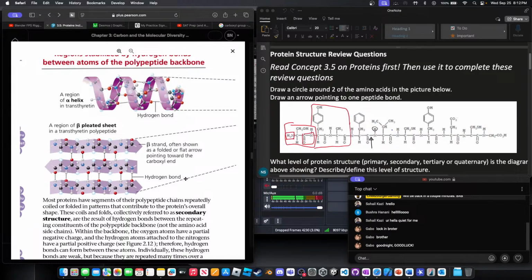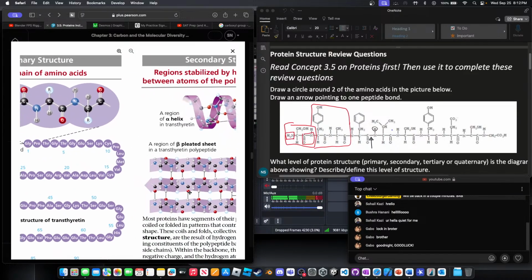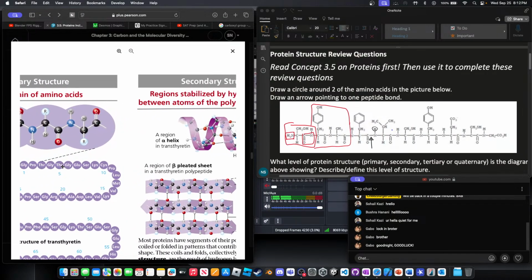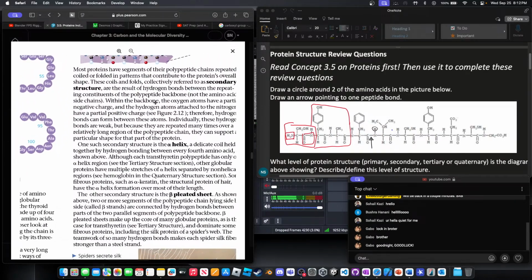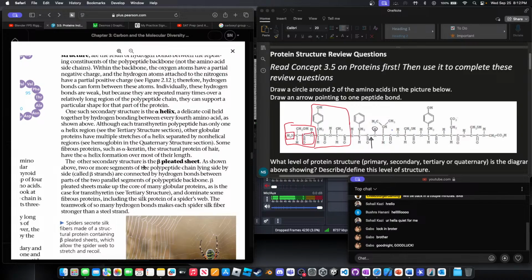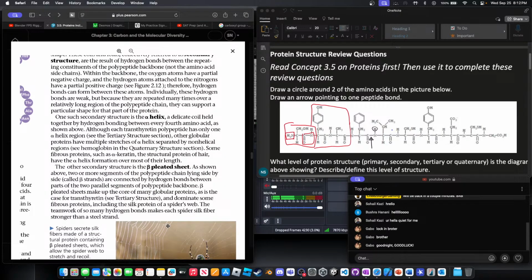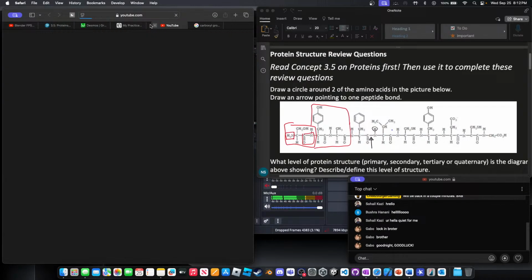Okay, beta strand, often shown as a folded or flat arrow pointing toward the carboxyl end. Pleated sheet. So what's the difference between primary and secondary? Let's, of course, look it up.